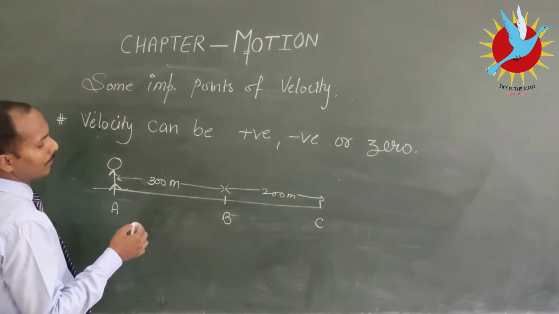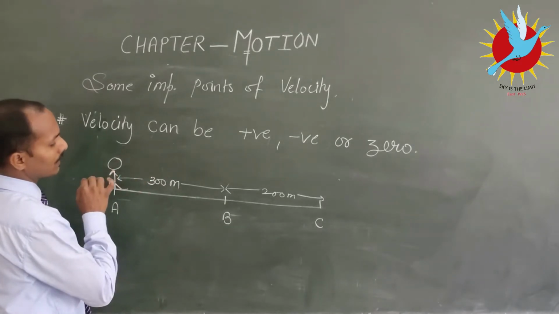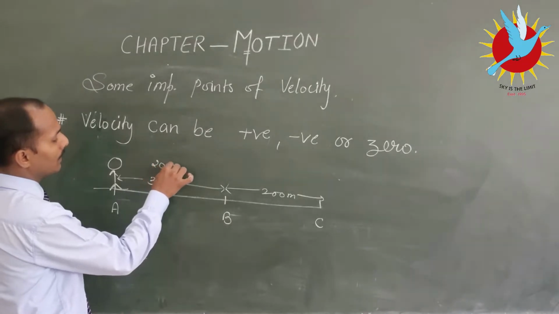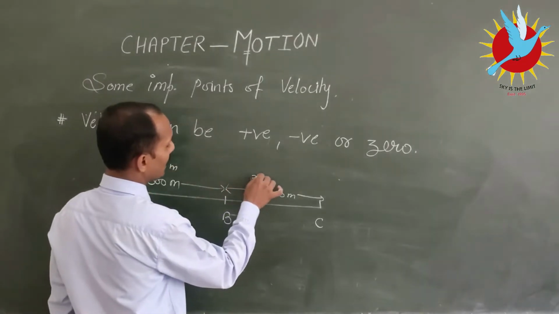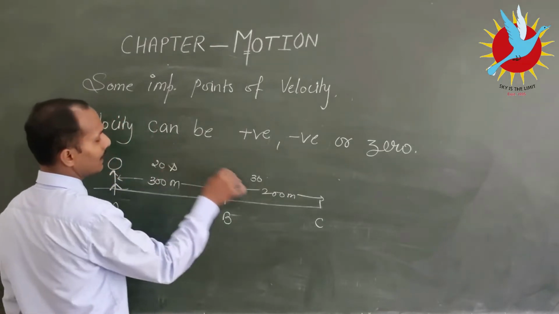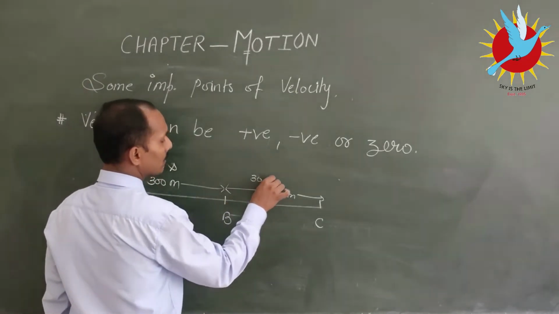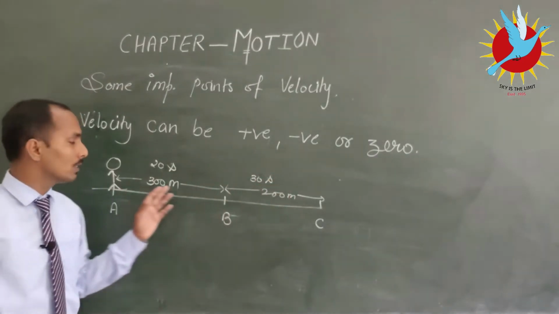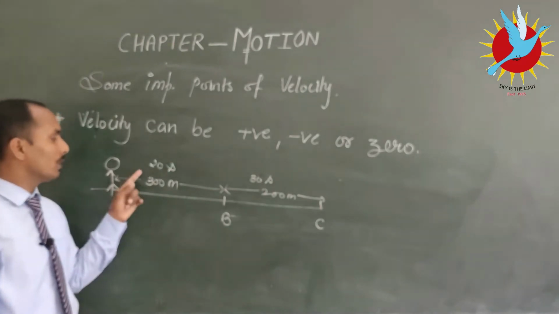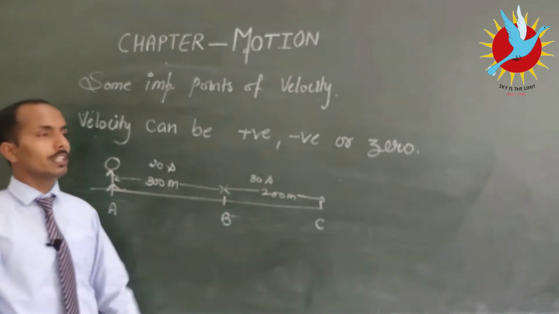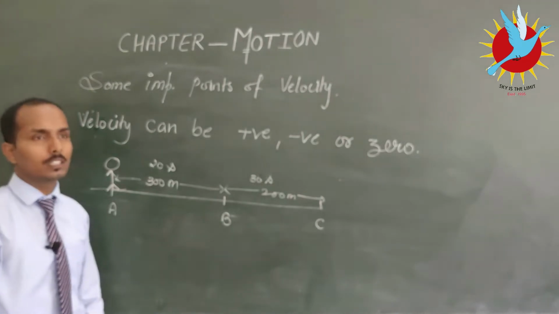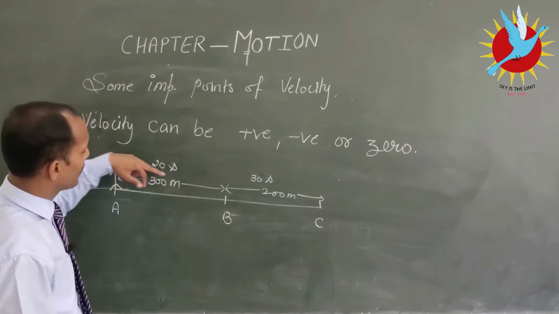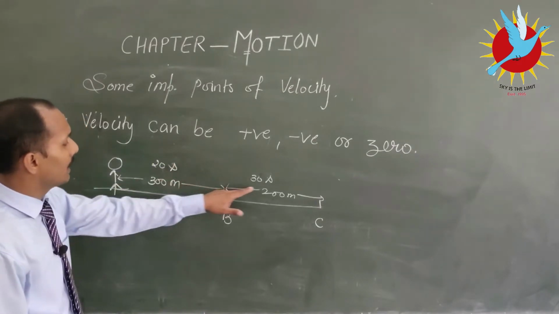Suppose the time taken by the person is 20 seconds to cover the first distance, and 30 seconds to cover the second. I am saying it may have different speeds. To cover 200 meters its speed is slow, so it takes 30 seconds. Here he is moving fast and here he is slow.